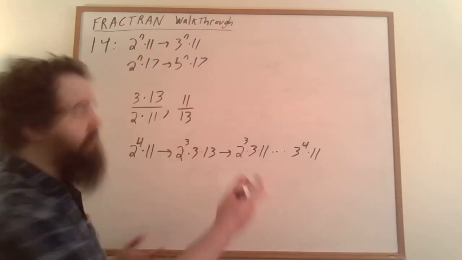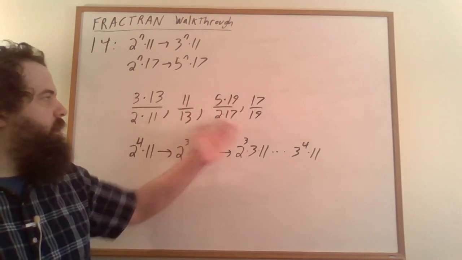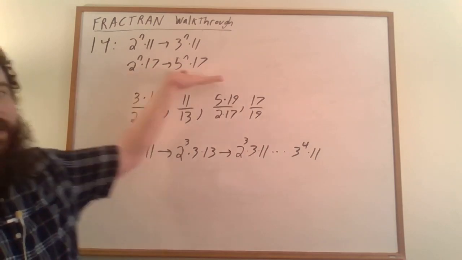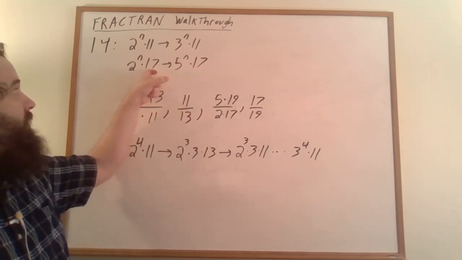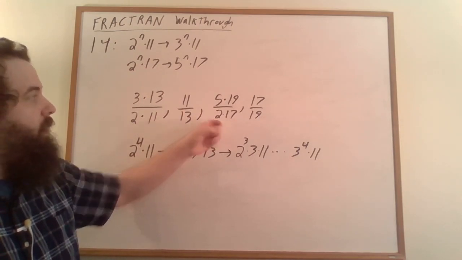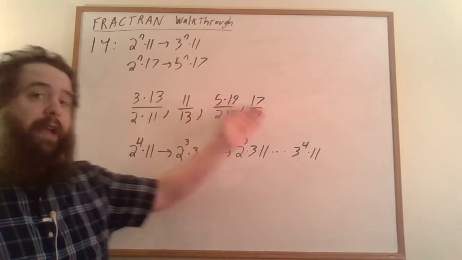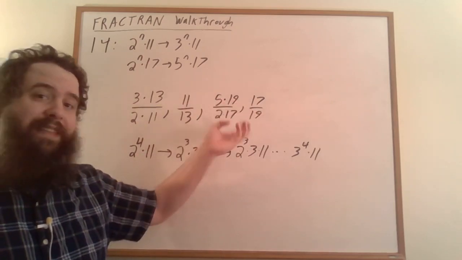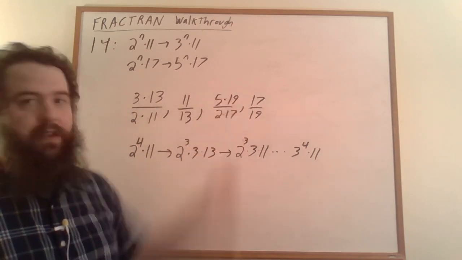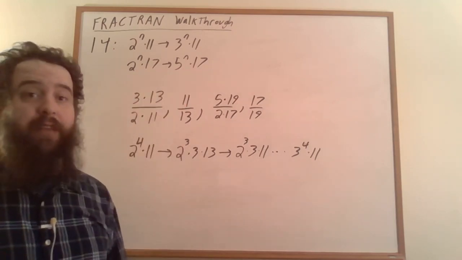And then analogously, 5 times 19 over 2 times 17 and 17/19 will carry out this task here, detecting whether or not there's a 17 present, and if there is a 17 present and a 2 present, then we're going to start moving those 2's into the 5's place. And keep carrying out that task, switching back and forth between state 17 and state 19 until we've moved all of the 2's into the 5's place, and then we'll stop at 5 to the n times 17 as desired.